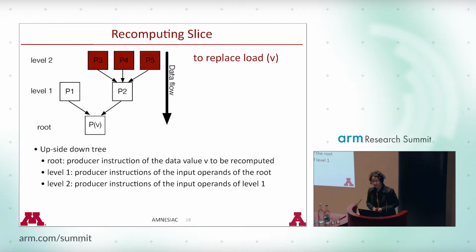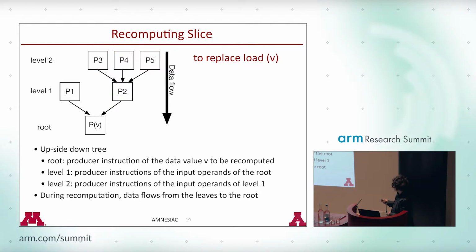But at the leaves, we can also have instructions where the recomputation of the producers of their input operands is not energy efficient. So for amnesic execution to work, we need to make the input operands of the leaves timely available and also energy efficiently. And the energy cost of recomputation along a recomputing slice should also include the energy cost of retrieving the input operands of the leaves. Once the input operands are provided, during recomputation, data flows from the leaves all the way down to the root.